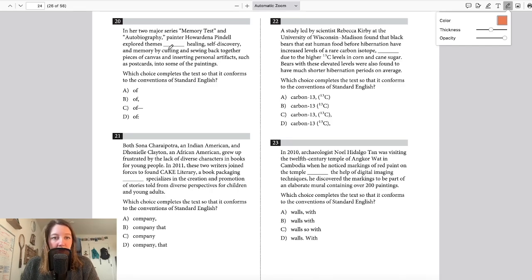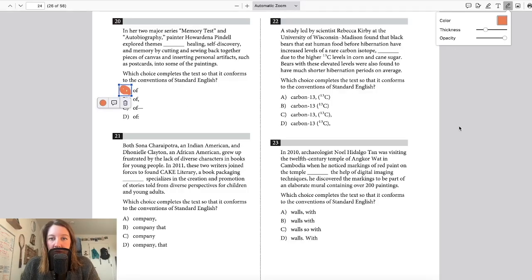So let's take a look. We're just going to find the blank spot and then read right around that. We don't have to read the whole thing, but let's just say, in this series, painter Howardena Pindell explored themes blank healing, self-discovery, and memory. Okay, so this would be themes of healing. So you can tell we've got the word of. This one is straight up and down just of, no punctuation necessary, because it's themes of healing, self-discovery, and memory, right? So it is just telling us what the themes are.